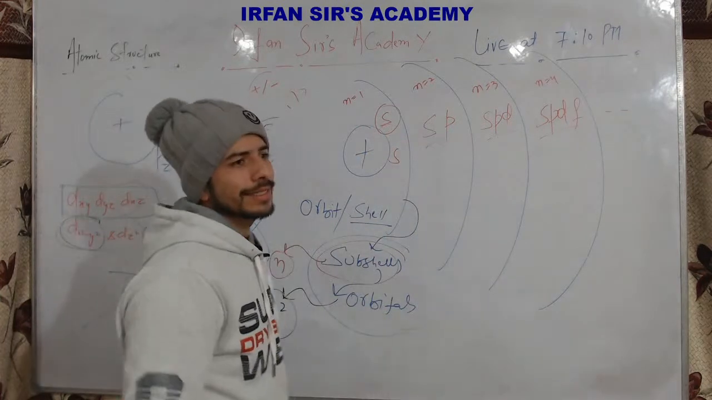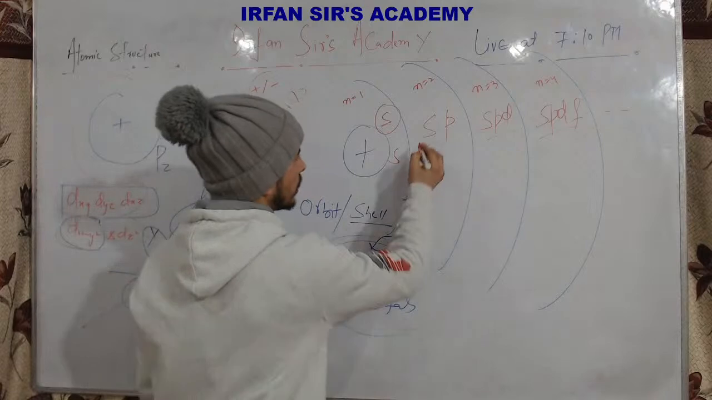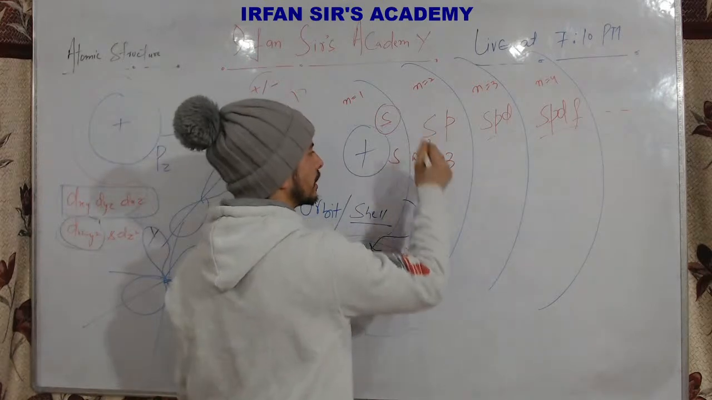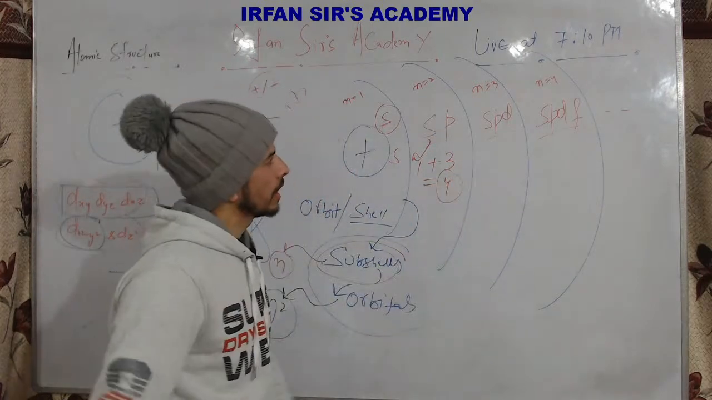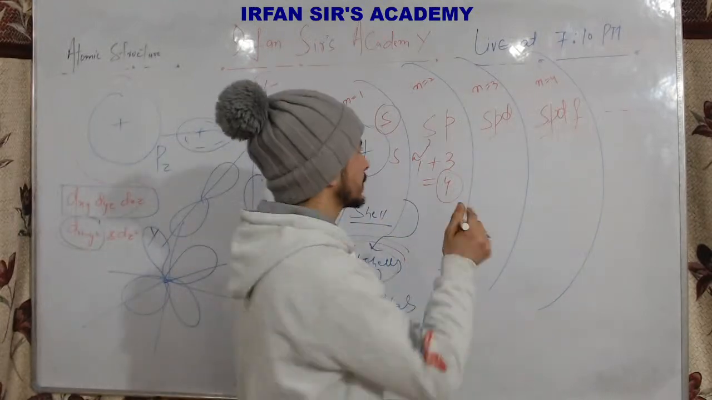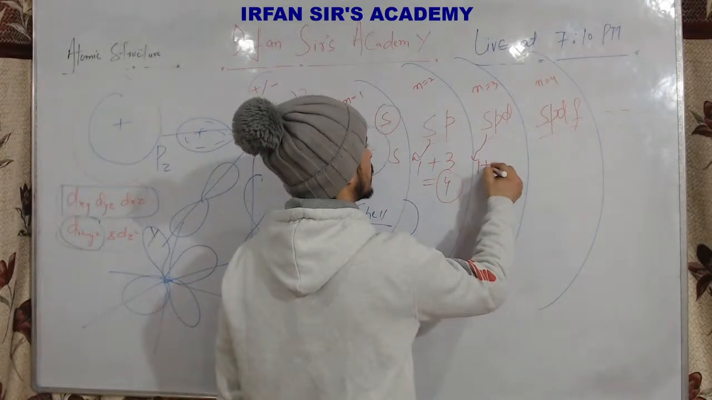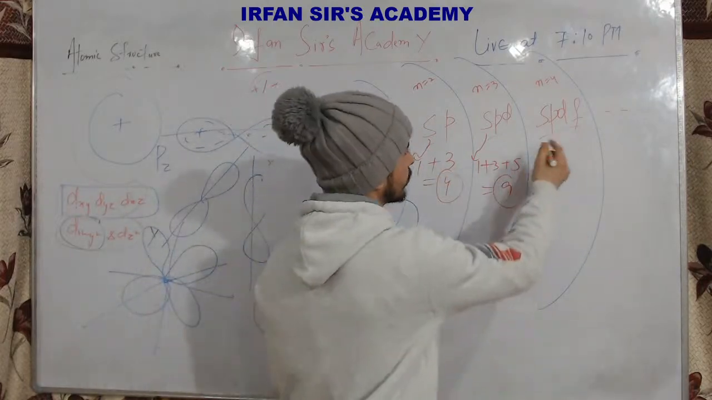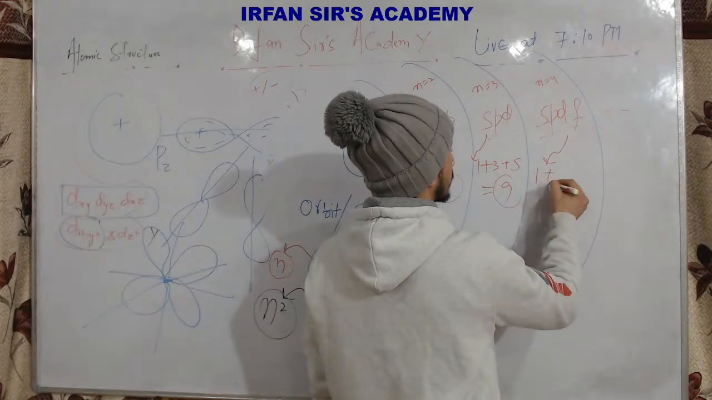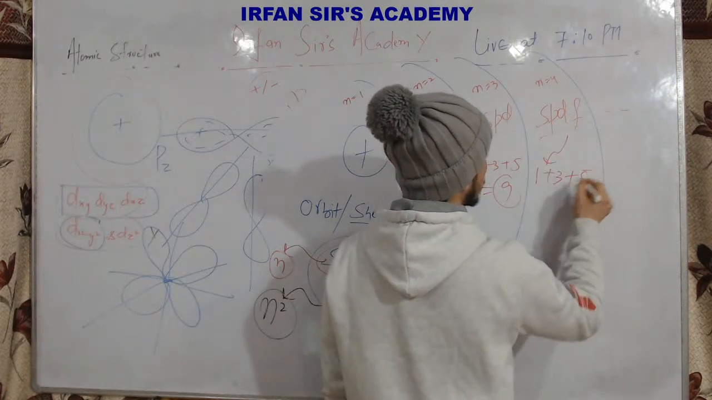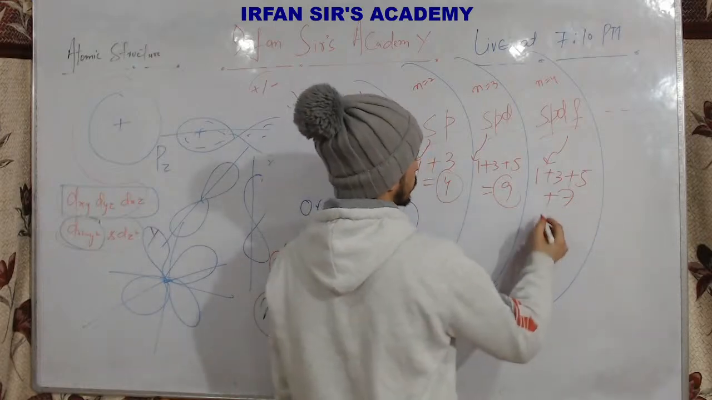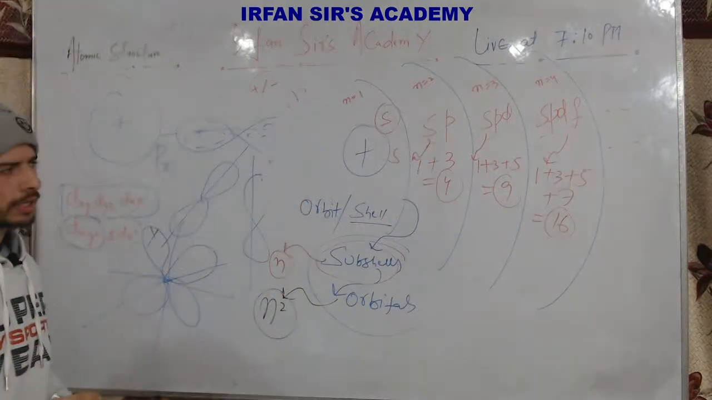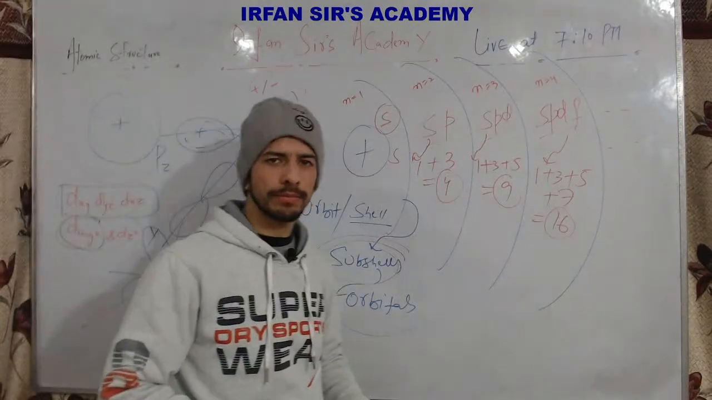How many orbitals in the second shell? 2 square, that is 4. 1 of S and 3 of P: Px, Py and Pz. Total is equal to 4. How many in n equal to 3? 1 of S, 3 of P and 5 of D. Total equal to 9. 3 square is 9. In n equal to 4, 1 for S, 3 for P, 5 for D, and 7 for F. Total equal to 16. 4 square is 16. I hope it's clear to you. It's a memory map for your examination purpose.